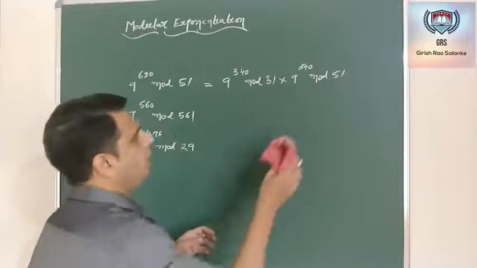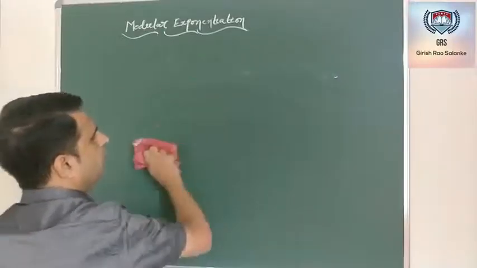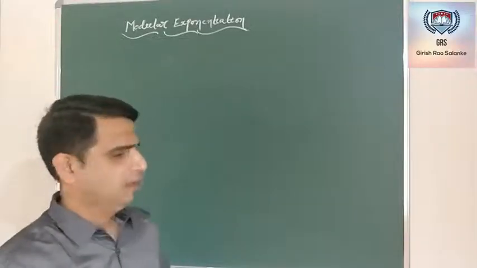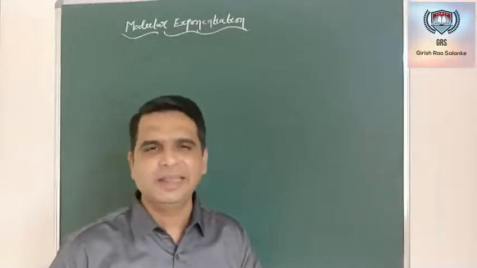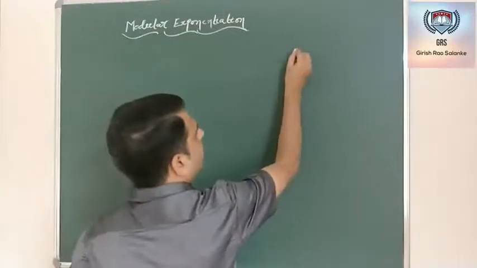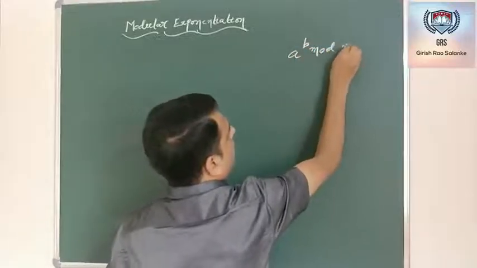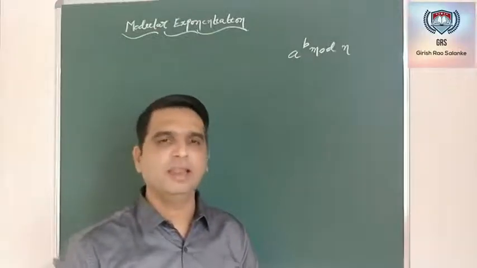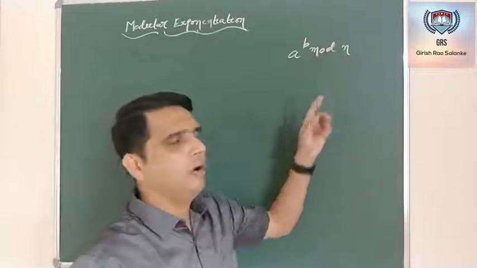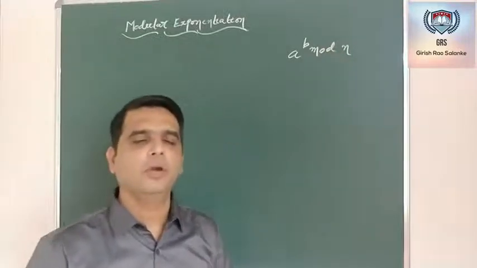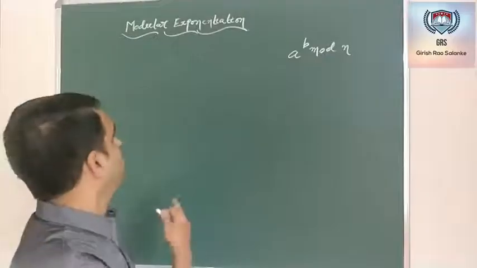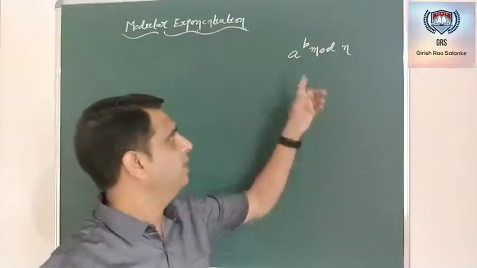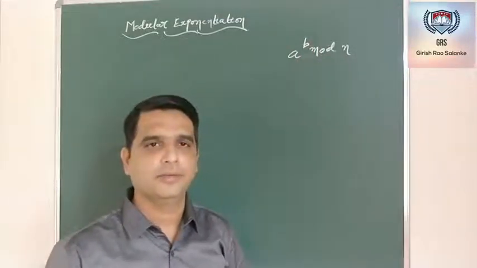Now, in order to avoid all this complication, we can come up with an algorithm which uses the concept of squaring, and it easily calculates the value of a to the power of b mod n. Whatever the values of a, b, and n are, the algorithm easily calculates a to the power of b mod n. In today's video, I am going to discuss one such algorithm, called modular exponentiation, wherein the inputs are a, b, and n, and it finds the value of a to the power of b mod n.